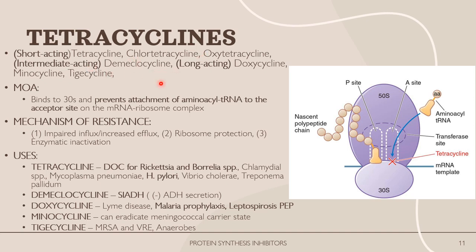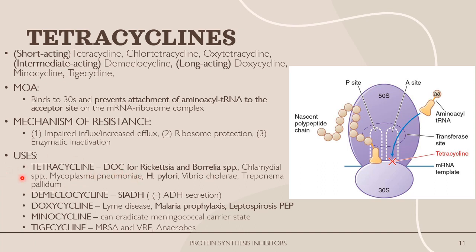So where do we use our tetracycline? Number one, your tetracycline is the drug of choice for rickettsial and borrelial infection. I hope you can still recall this one from your microbiology, the different causative agents. For example, for rickettsial, the causative agent of rickettsia, we can give tetracycline. For Borrelia naman, your Borrelia recurrentis, the causative agent of Lyme disease, the drug of choice is your tetracycline.